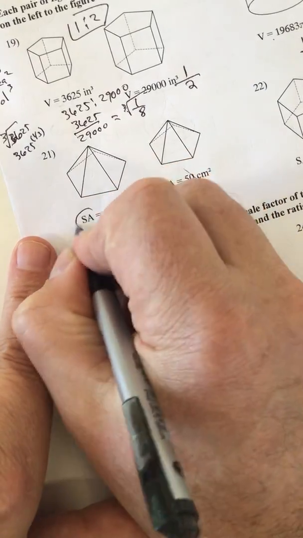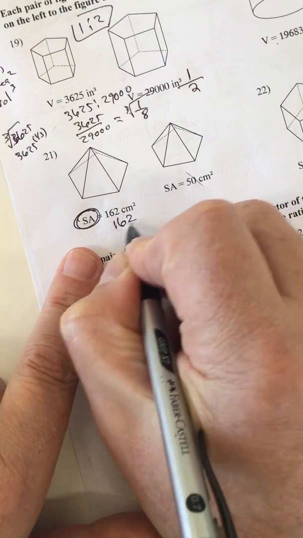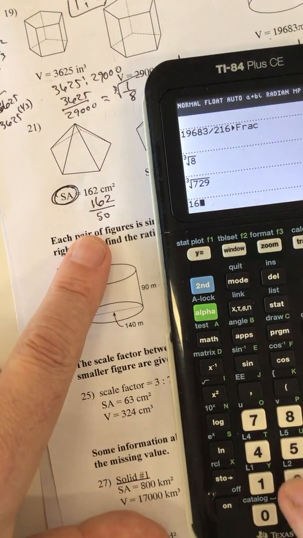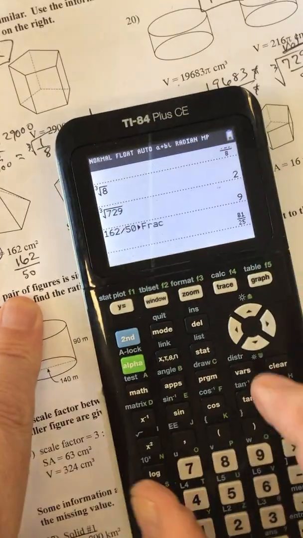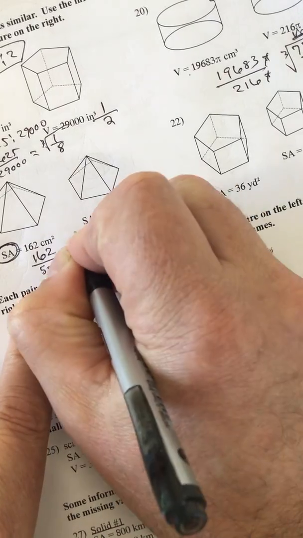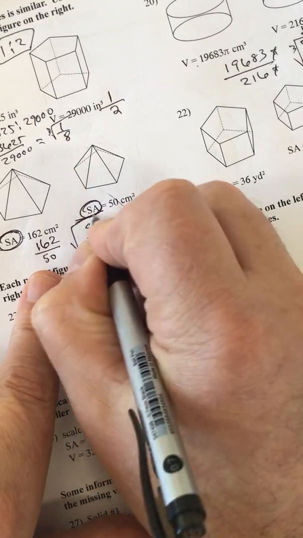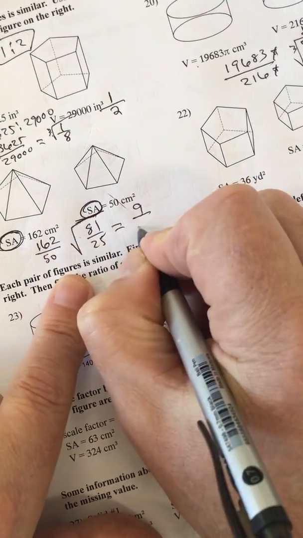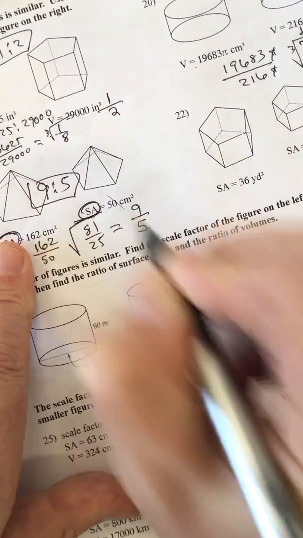Okay, this is surface area. Area is only squared. So I'm going to figure out what the fraction is. Let me simplify 162 over 50. That's 81 to 25. So the surface area is 81 to 25, but that's area. I need to now square root that to get it down. The square root of 81 is 9. The square root of 25 is 5. This scale ratio was 9 to 5.